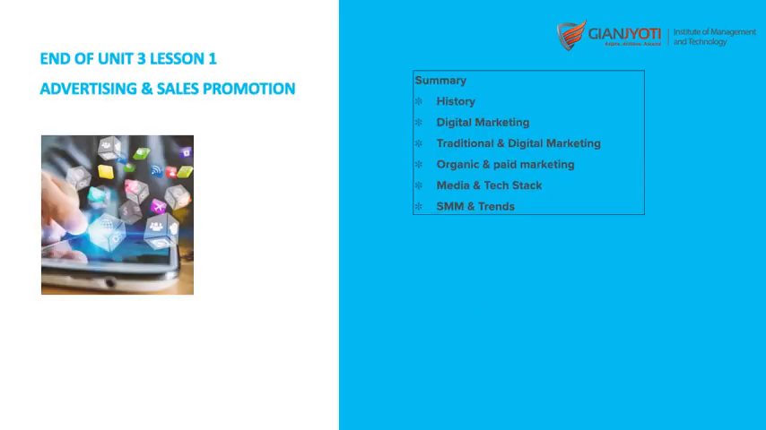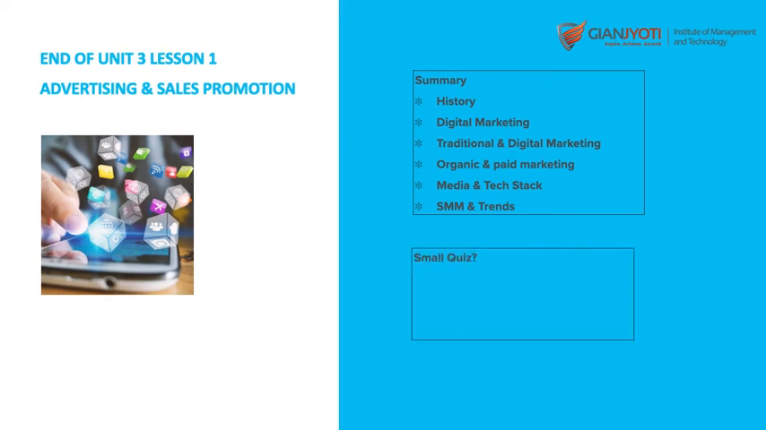So let me summarize the things for you. We talked about the history of marketing, then we talked about digital marketing, and then we looked at how traditional and digital marketing are different. We looked at the strategies, the organic and the paid marketing strategies, and then we looked at the media and the tech stack, that is the technologies which we can use. And then we talked about social media marketing, what it is, and what are the various trends, where we talked about user-generated content, interactive content. So I gave you one challenge also, which I'm hopeful that all of you will definitely come out with some good trending videos which we can see.